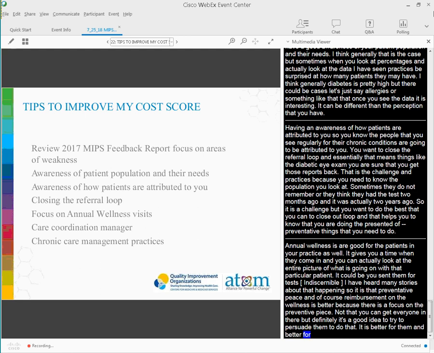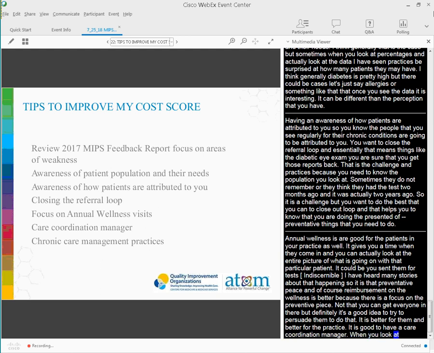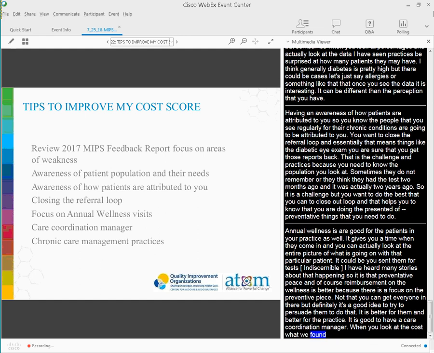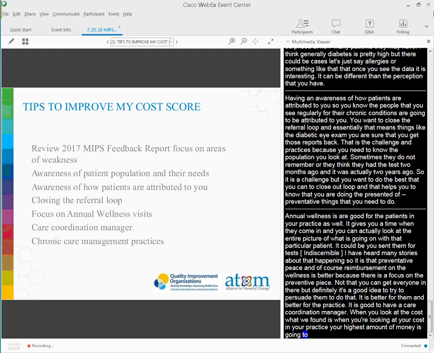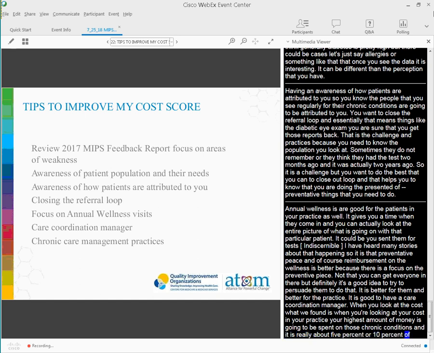When you look at the cost, what we've found is when you're looking at your cost in your practice, your highest amount of money is going to be spent on those chronic conditions, and it's really about 5-10% of your patients that are probably taking up about 80 or 90% of your cost.